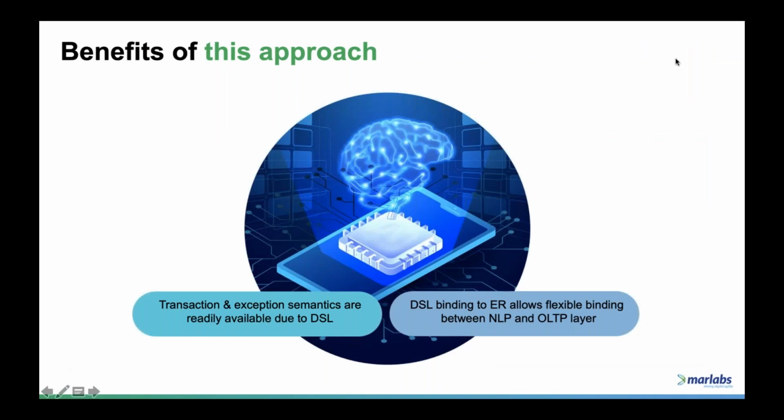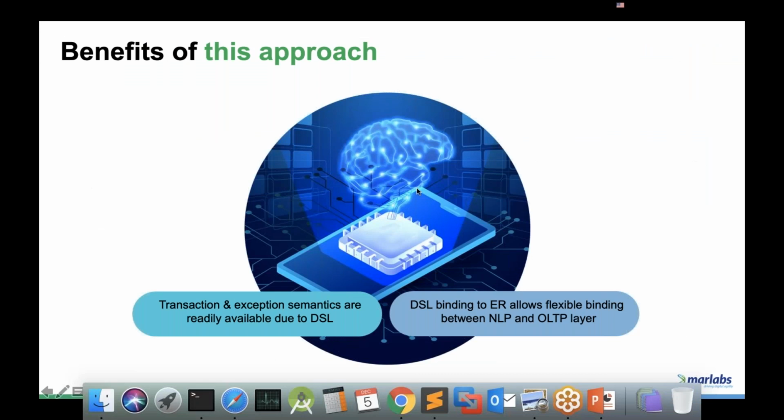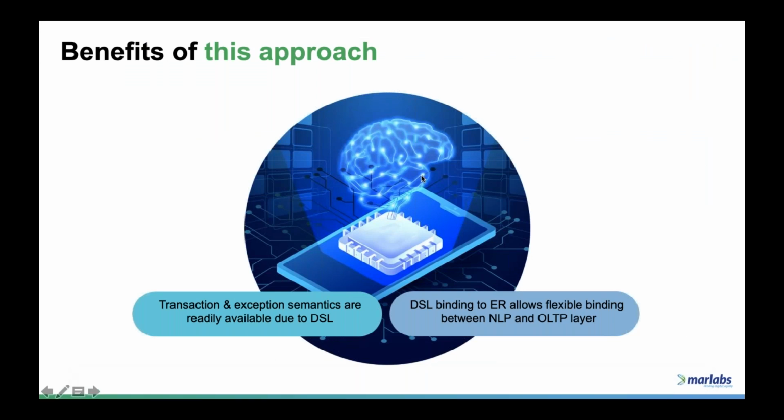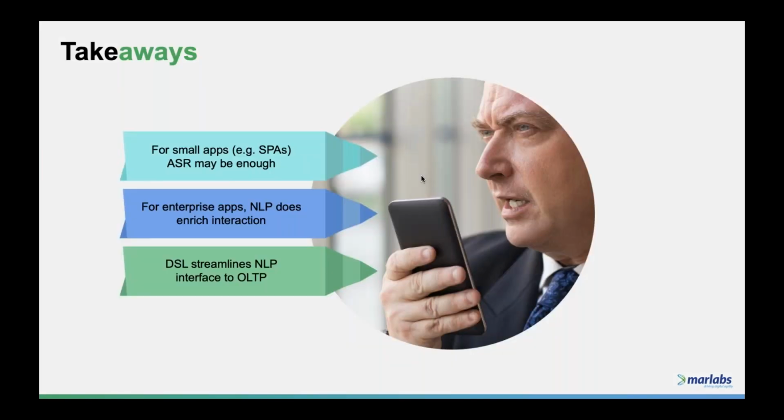Yeah. All right. So now, if I were to say what it is that I want you guys to take away from this few minutes of discussion that we are having, it is that if the apps are small, just simple ASR may be enough. But for enterprise apps, NLP does add a richer interaction. And in order to enable existing OLTP and enterprise apps to have an NLP interface, you need to use a DSL, and the DSL really helps you simplify things there. And that would pretty much be it.